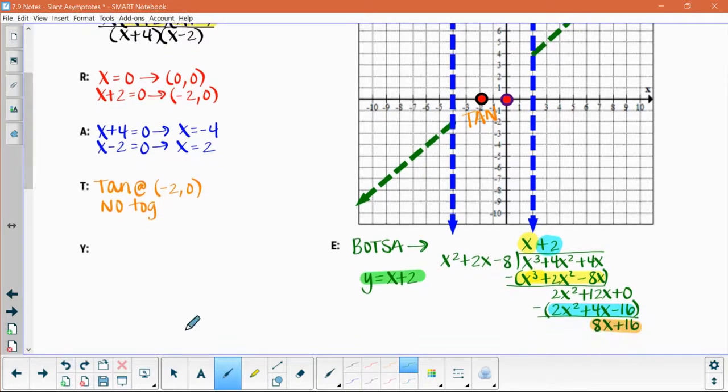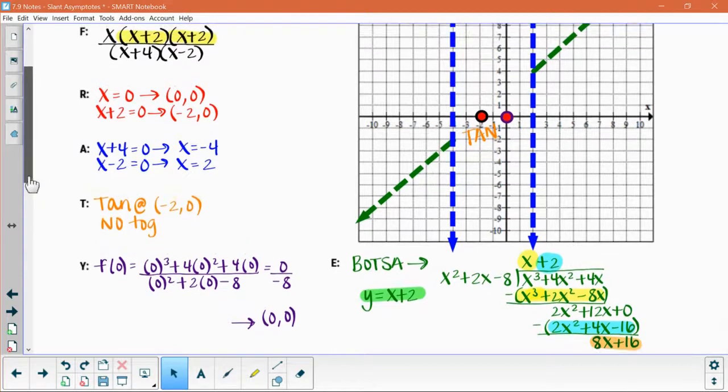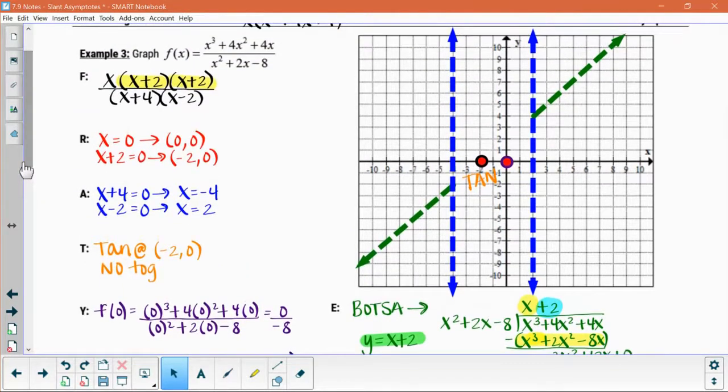And my y-intercept, even though I know what it is already, I'm going to verify that. When I plug in 0 everywhere I see x, I end up with 0 over -8, meaning my y-intercept is at 0, 0. So let's go ahead and work on placing our curves on our graph.